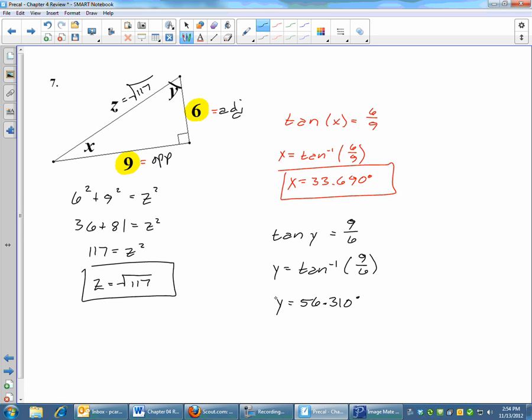So we get y to be 56.310. Of course, once you have 2 angles, I did have the option of subtracting them both from 180, and that would have been fine. It would have worked too, but I just prefer to use the stuff that's given rather than a rounded answer.